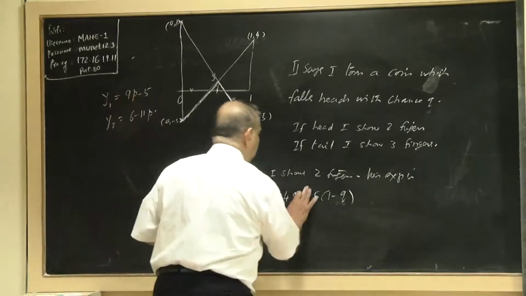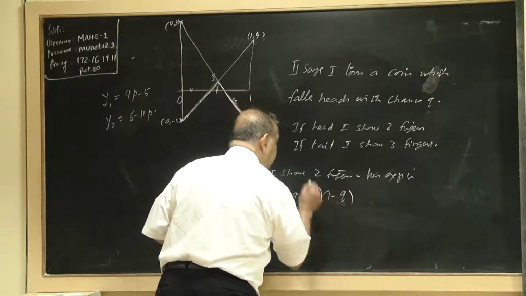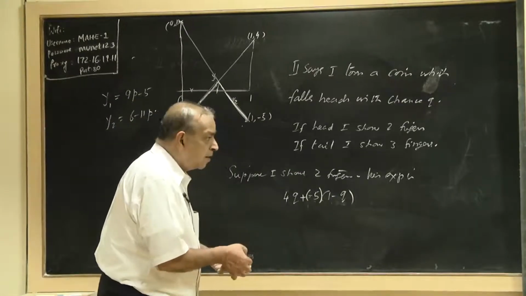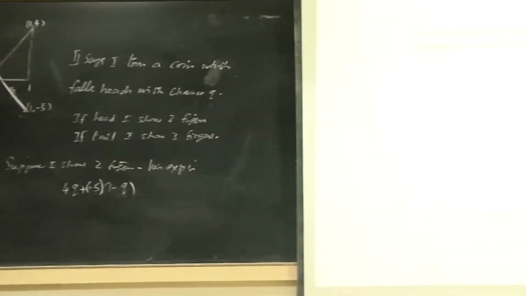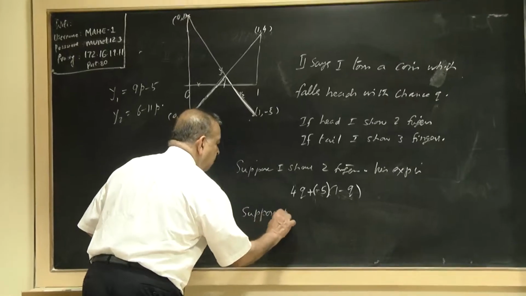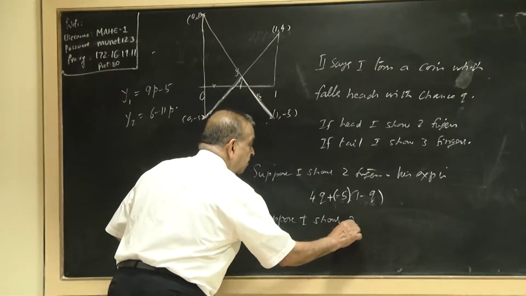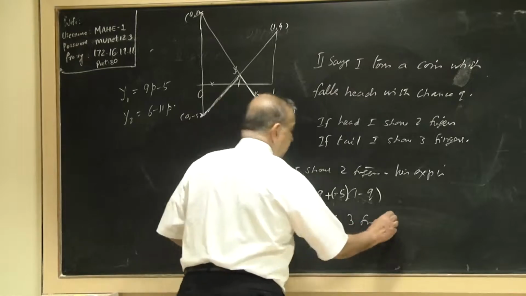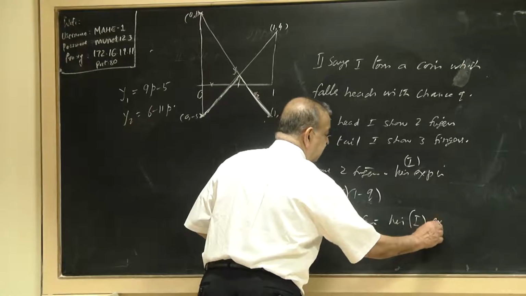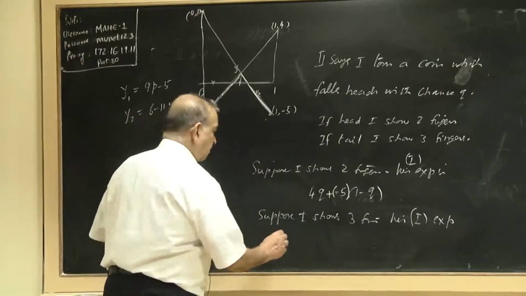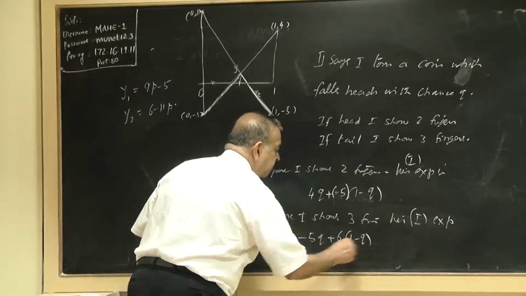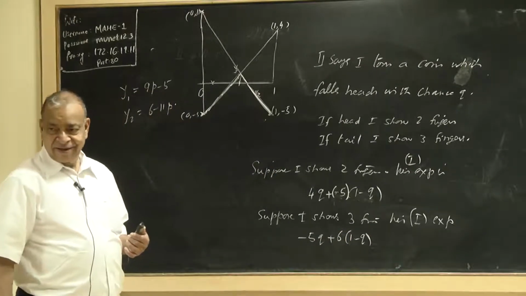I'm sorry, plus minus 5 times 1 minus Q. If he shows 3 fingers, suppose player 1 shows 3 fingers, his is always player 1. Expectation is minus 5 times Q plus 6 times 1 minus Q. Agree? Q.